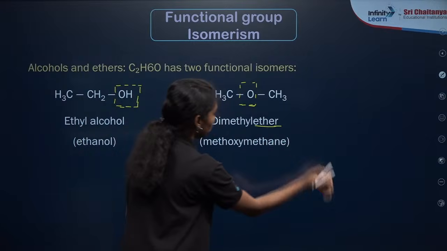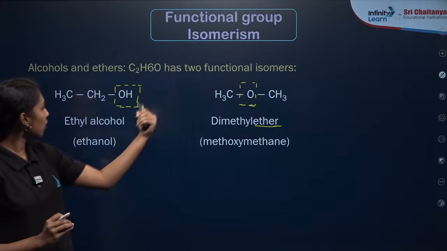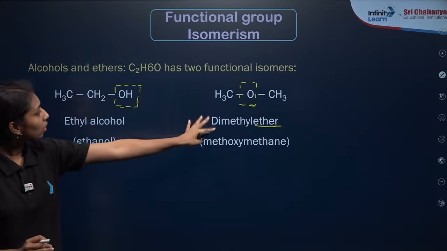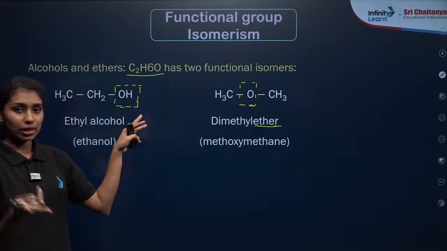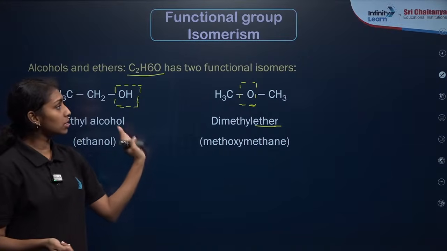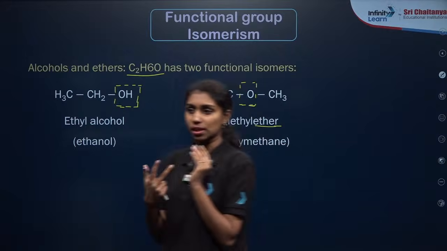Don't get confused about the name here. The only point you have to keep in mind is that these have the same molecular formula of C2H6O, but the difference is that they have two different functional groups. That is why these compounds are known as functional group isomers. Okay, I hope you are understanding.